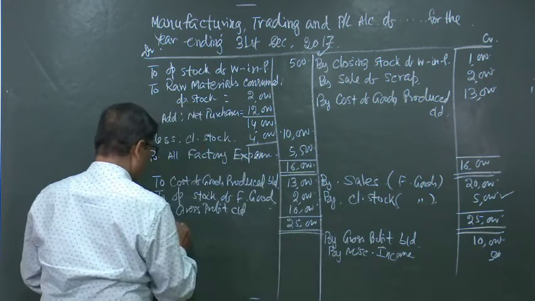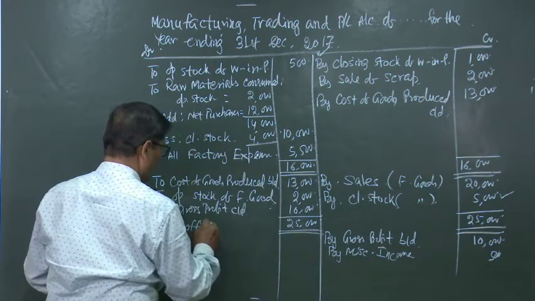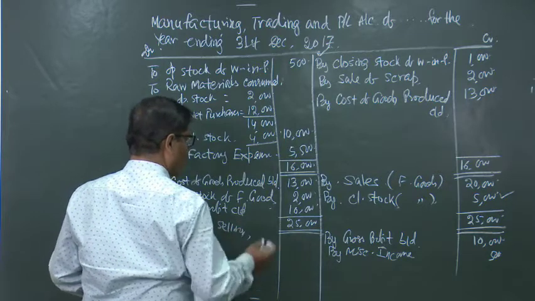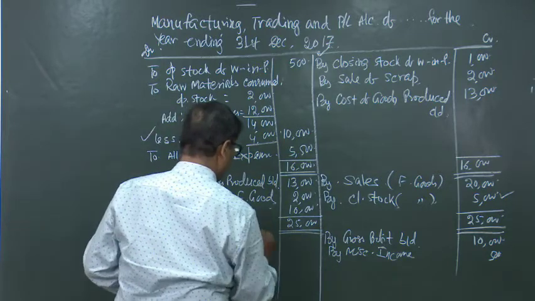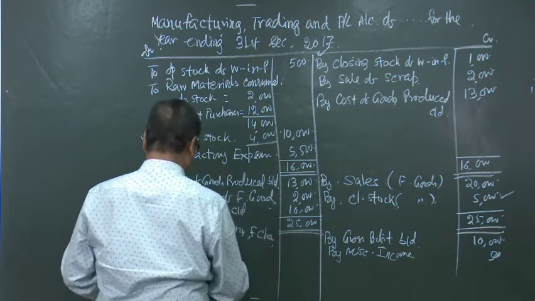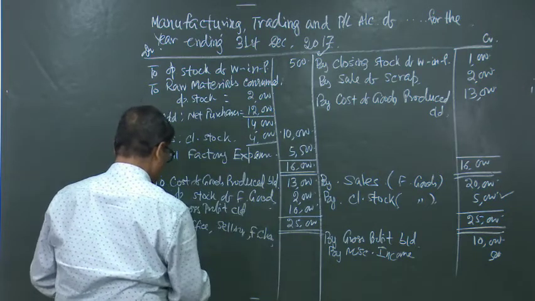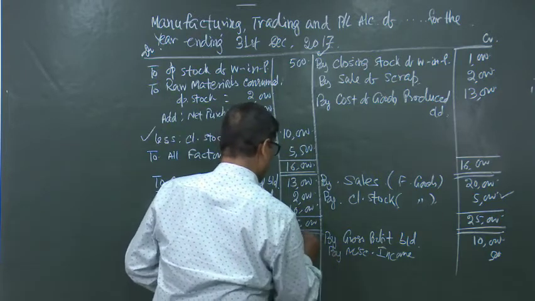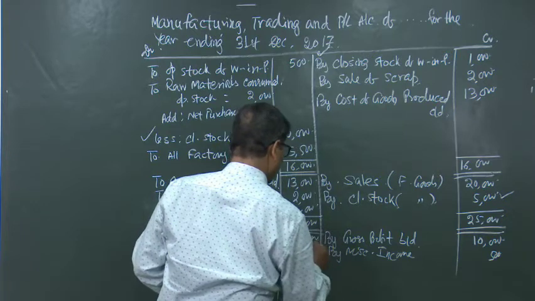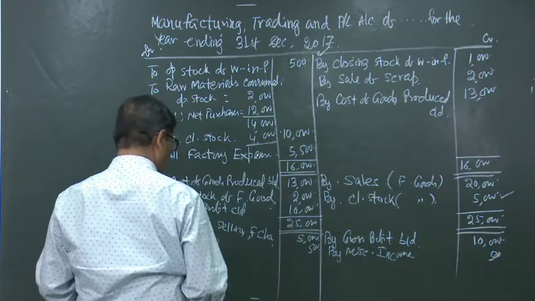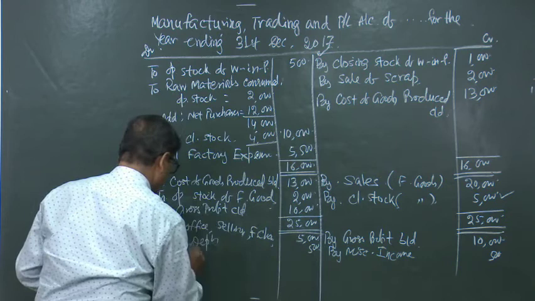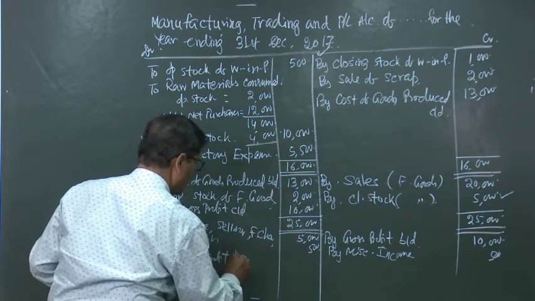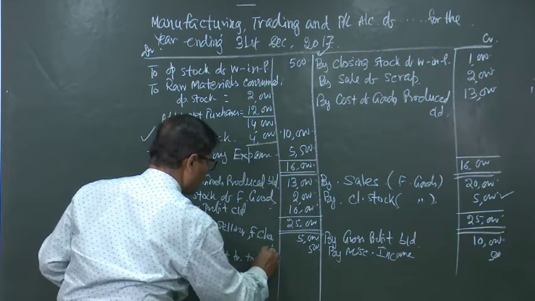In this side, to office and administrative expenses, to selling and distribution expenses, to financial charges, all these one by one, and to depreciation also you can write all these things. Suppose this is coming to 5,000 and depreciation is coming to 500. So, we can say to net profit transferred to capital account.